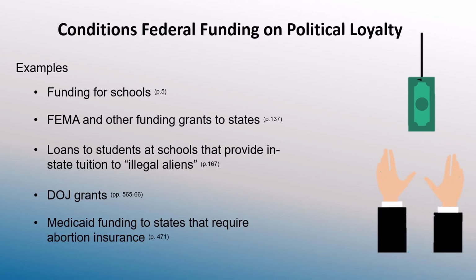The last example relates to Medicaid funding. Project 2025 calls for withdrawing Medicaid funds if the state requires abortion insurance.